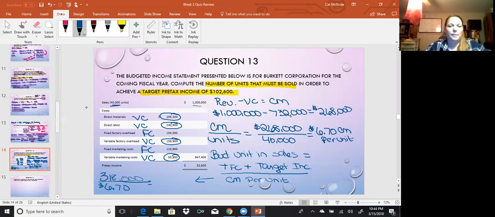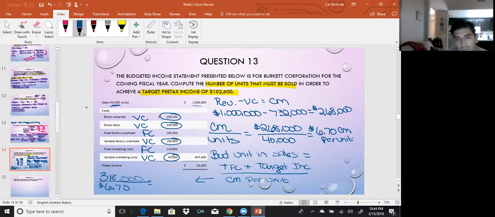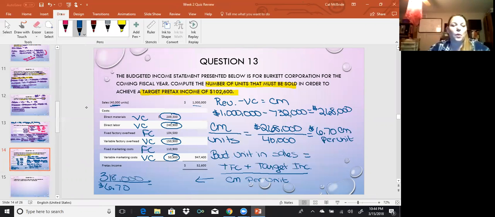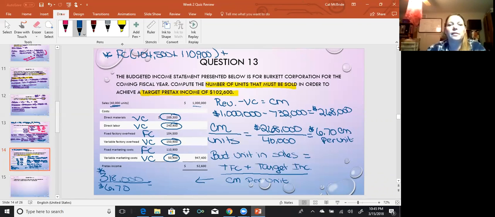Where did the 102,000 come from again? I was just going to write that down. So I'm going to write this up here. So the 318,000 is the fixed costs, which is the 104,500 plus the 110,900 plus the target income, which is the 102,600.